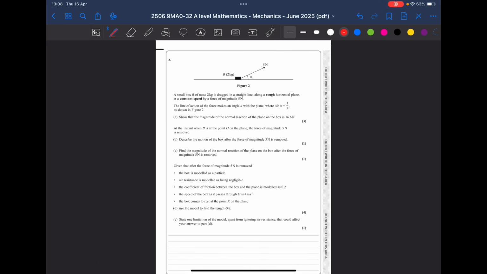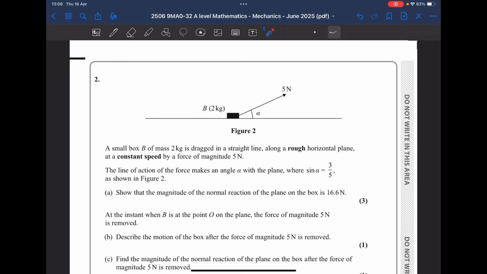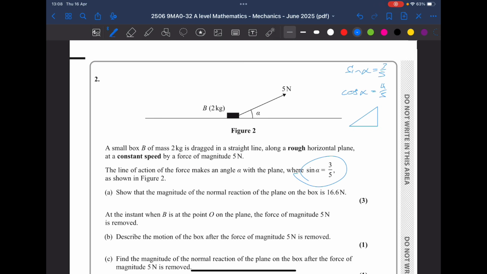Number 2 then. First things first, when I see these questions with angles, I'm going to go up and just write down that if sine of alpha is 3/5, cos of alpha is going to be 4/5. You can get that from the triangle. If we have alpha down here, opposite was 3, hypotenuse was 5. So using Pythagoras, we'd end up with 4 down here. So you can see cos, adjacent over hypotenuse, gives you 4/5.